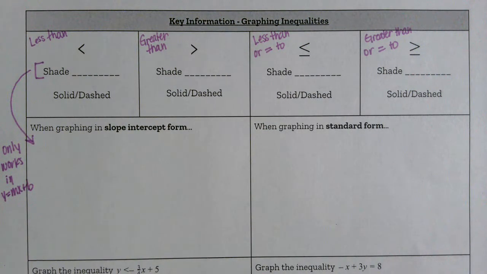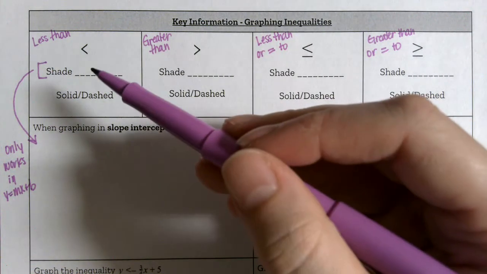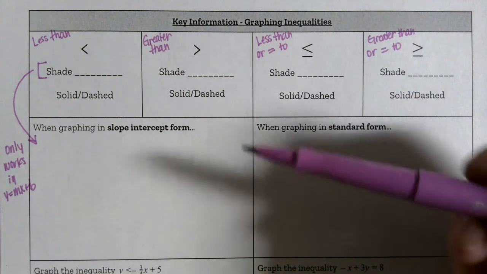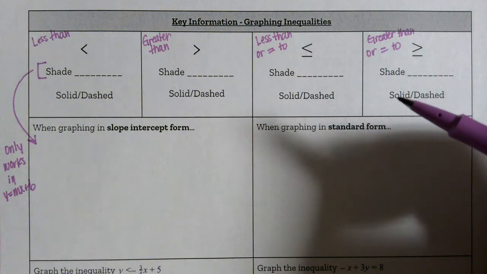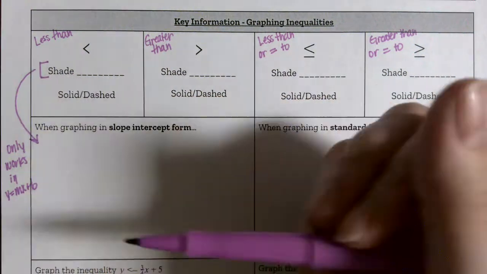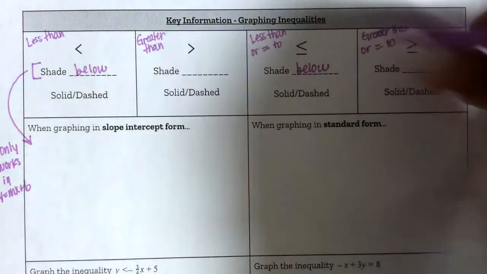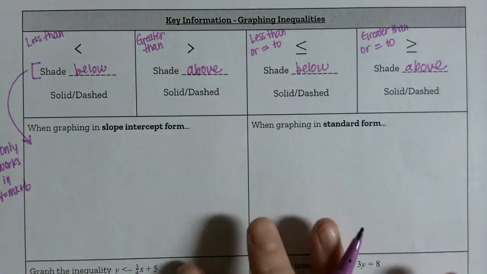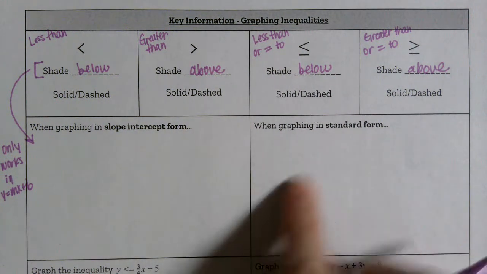I don't typically like to show you things that only work in specific situations. However, this makes shading very fast, and oftentimes your equations are in slope-intercept form, so it's helpful. If your inequality is in slope-intercept form, then you can simply shade above or below based on whether it's less than or greater than. So if it is a less than symbol, you would shade below the line. If it's a greater than symbol, you would shade above the line. And that'll make shading really fast. If it's not in slope-intercept form, like when it's in standard form, I'll tell you how to shade over here.